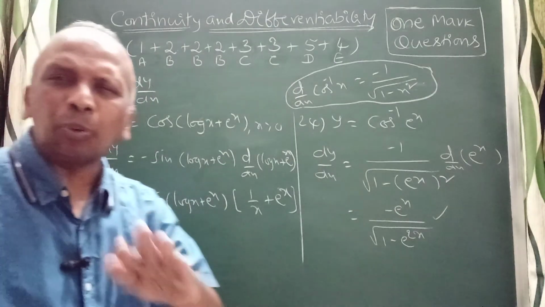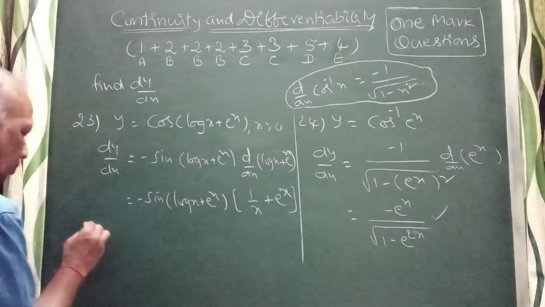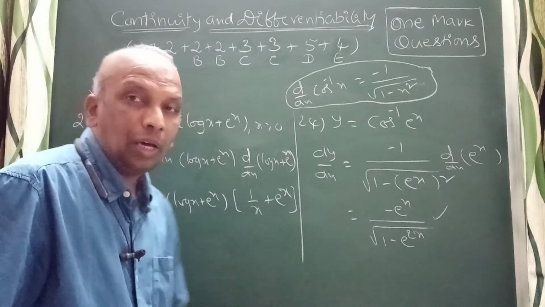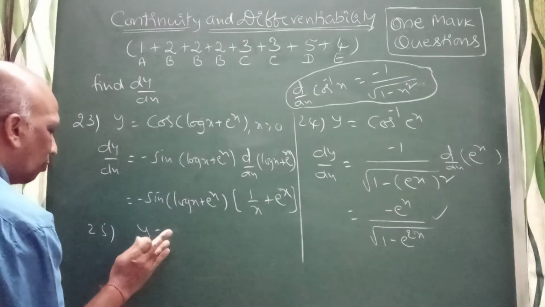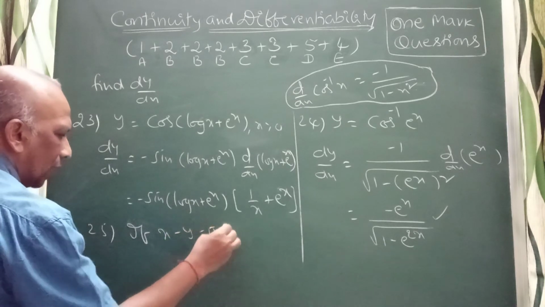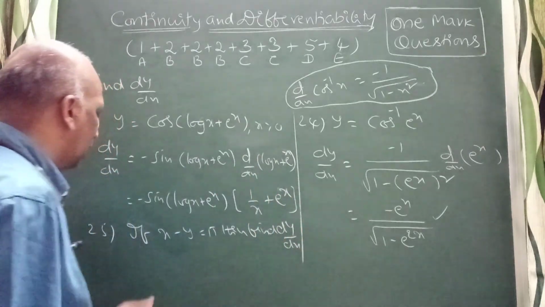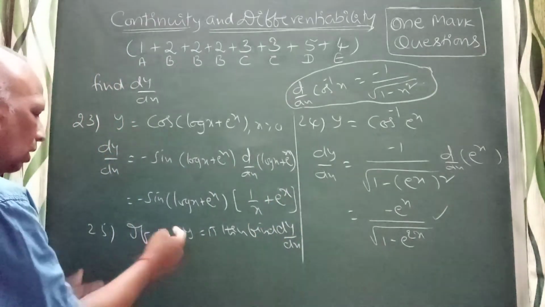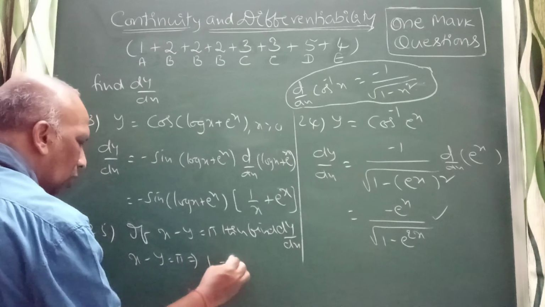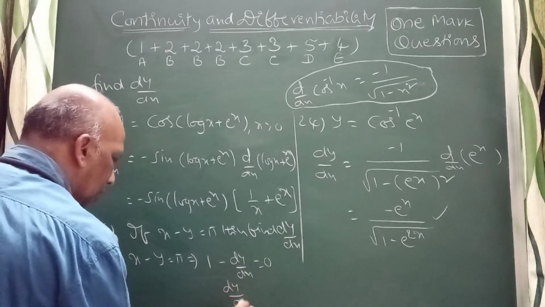So I have tried maximum problems for 1 mark. Sometimes they may ask for 2 marks also. One more problem. Suppose they are given, if x minus y is equal to pi, then find dy by dx. In this case, x minus y is equal to pi implies the derivative of x is 1, the derivative of y is dy by dx, and the derivative of the constant is 0, right? You will get dy by dx equal to 1.